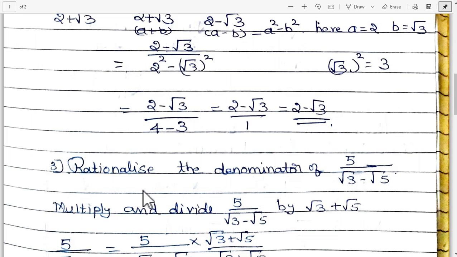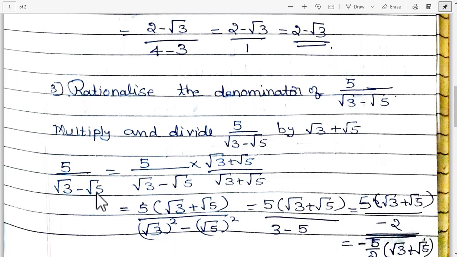Next sum, rationalize the denominator of 5 by root 3 minus root 5. Again you have to multiply and divide 5 by root 3 minus root 5 by the same numbers but with a different sign, root 3 plus root 5.